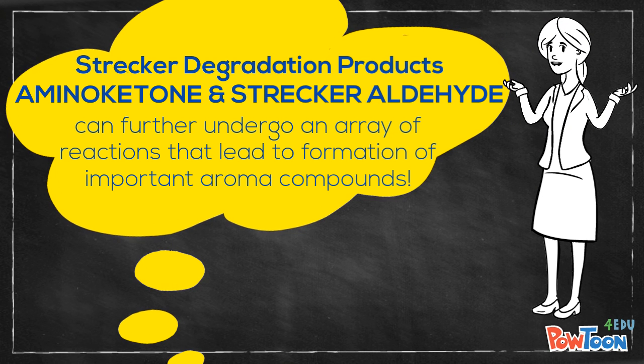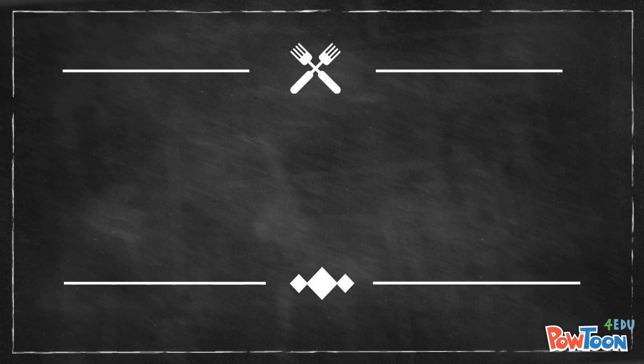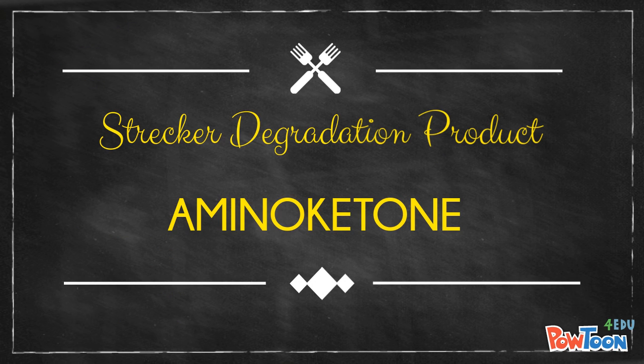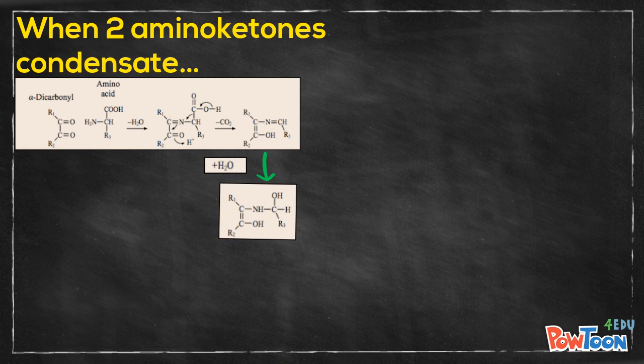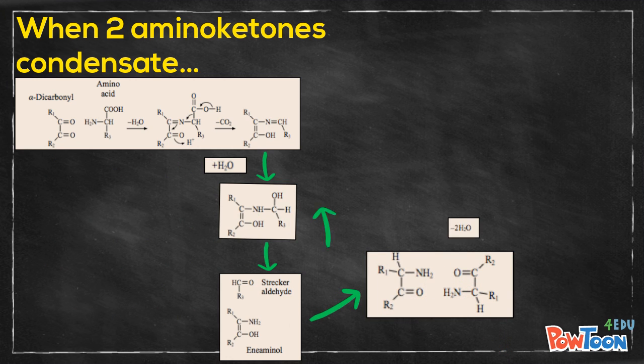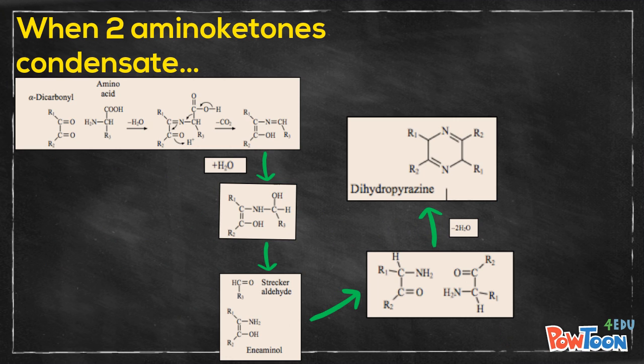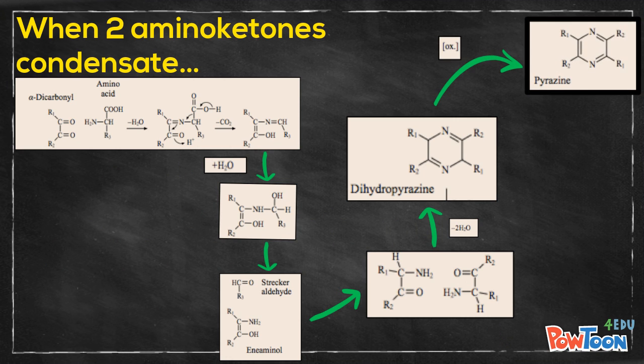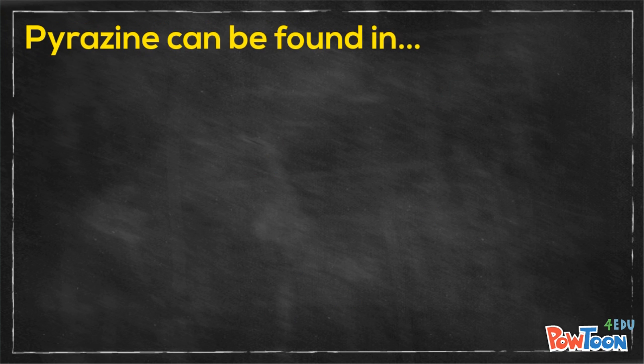Now let's look at the first Strecker degradation product, aminoketone, and its contribution to food aroma. Aminoketones produced from Strecker degradation can further react by undergoing condensation and form dihydropyrazine. Subsequently, it undergoes oxidation to produce pyrazine. Pyrazine can be found in food products such as baked and roasted food.